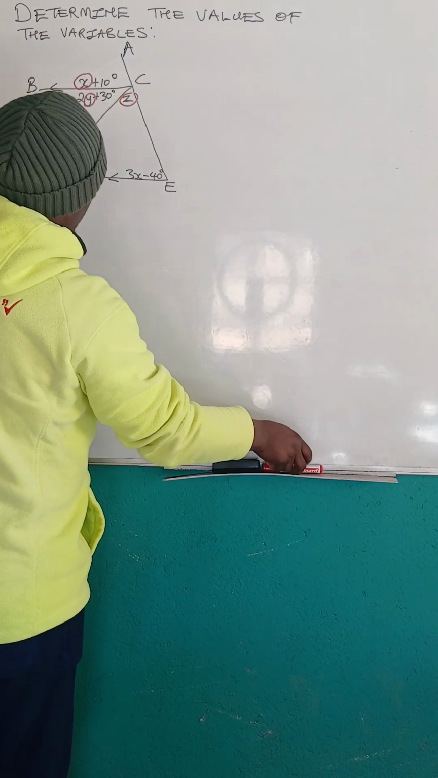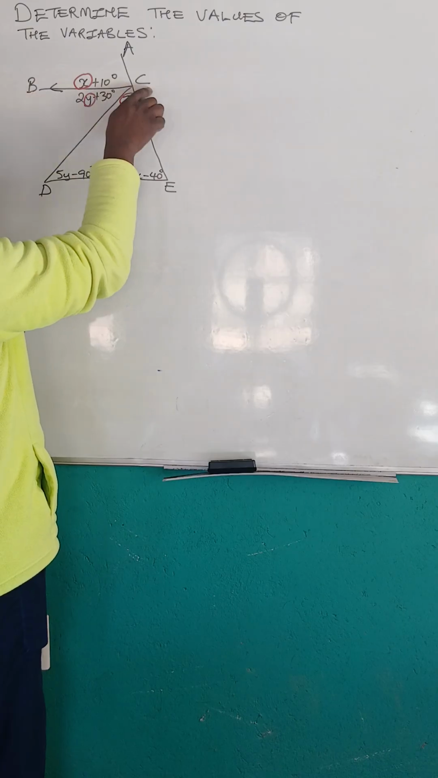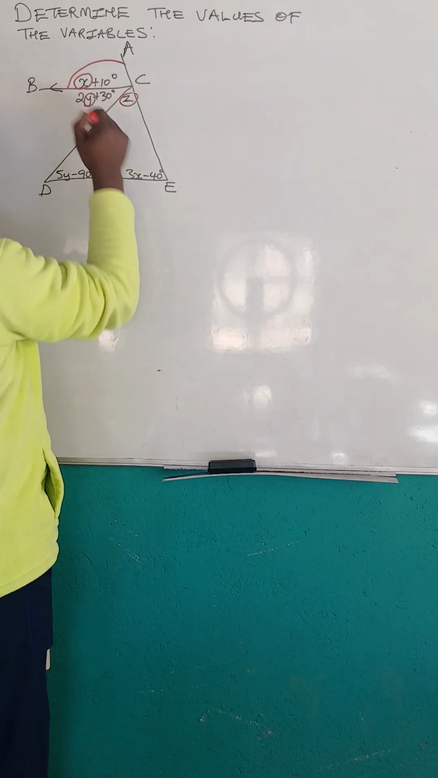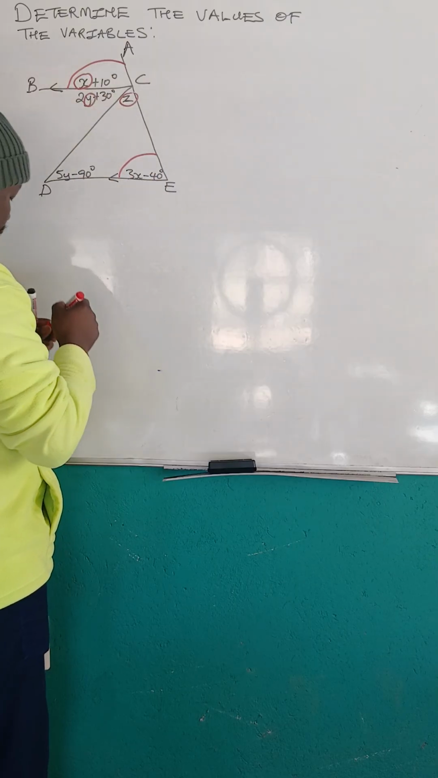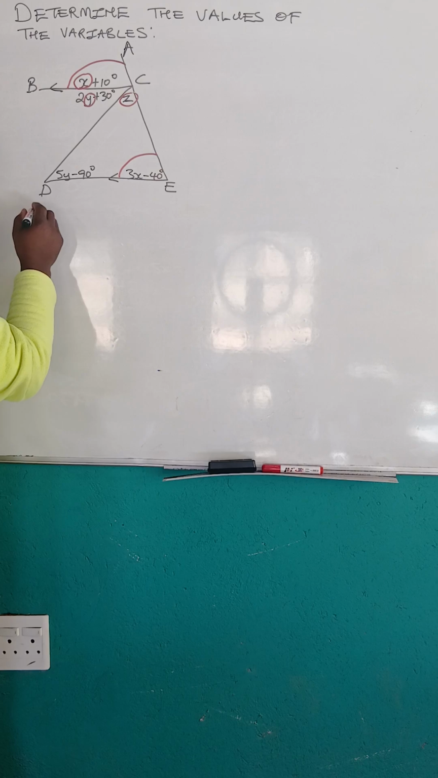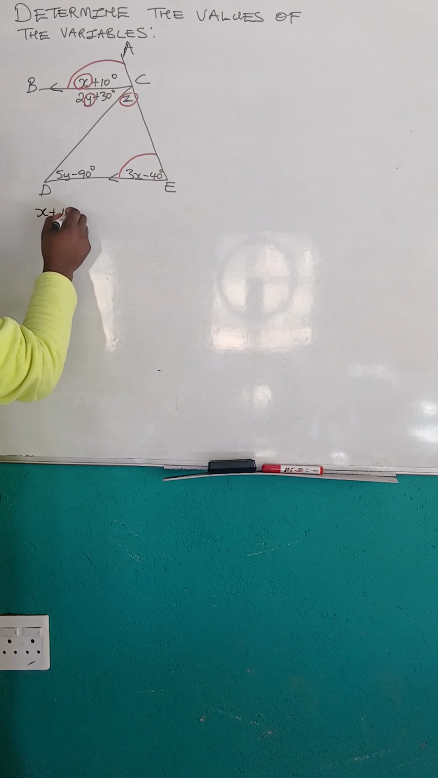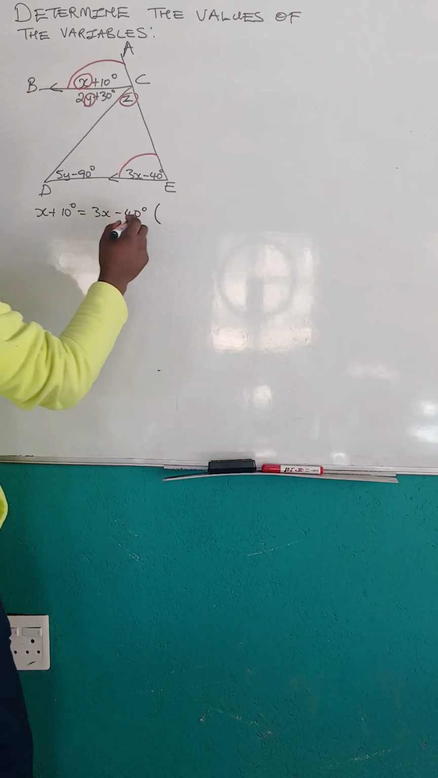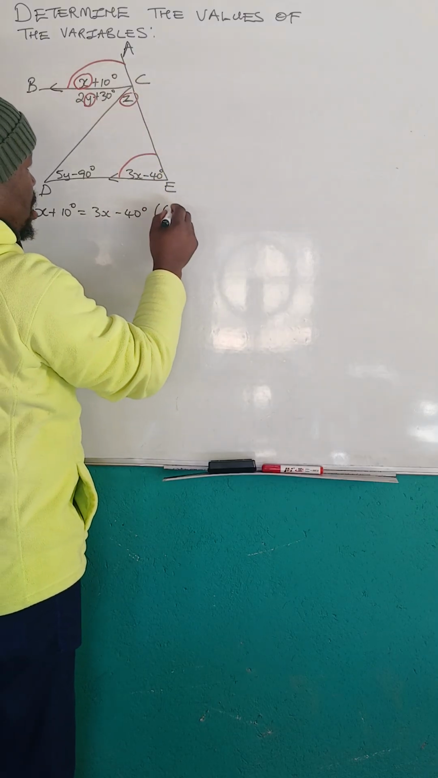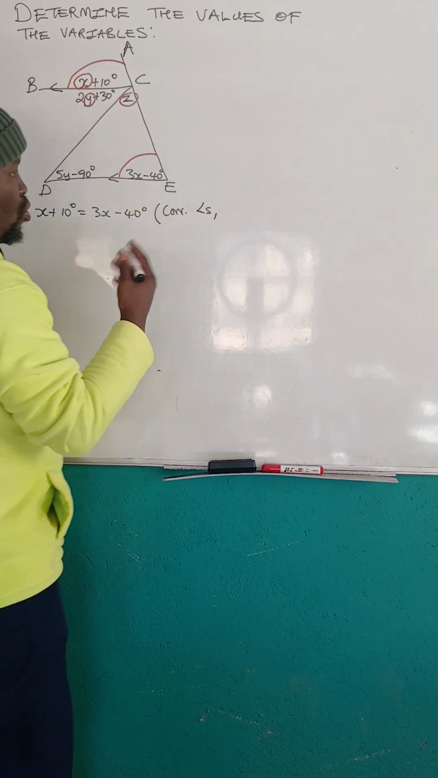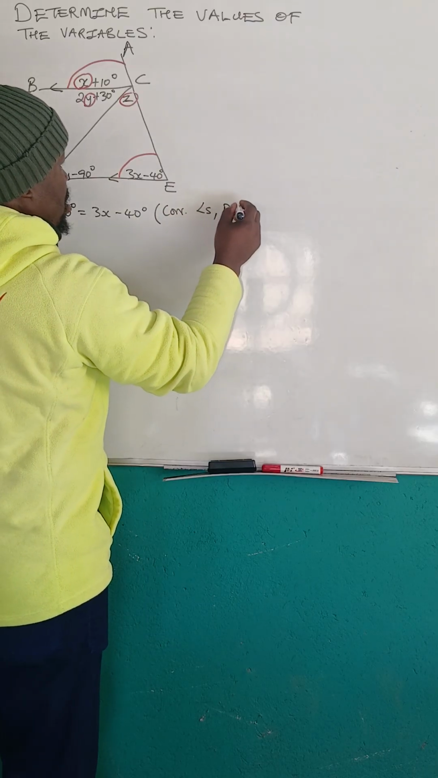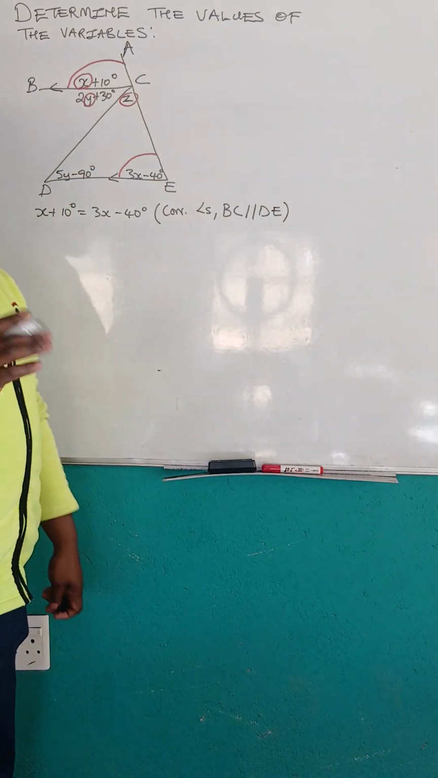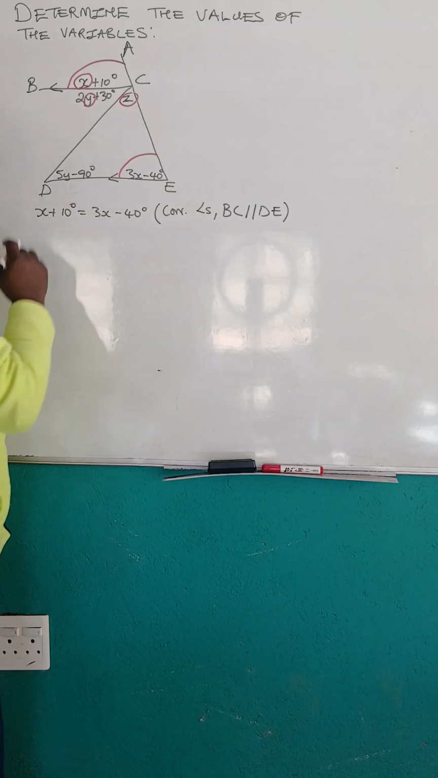As you can see, given the fact that BC is parallel to DE, we can tell that the angle over there is equal to the angle over there. So we'll say x plus 10 degrees is equal to 3x minus 40 degrees. The reason these two angles are corresponding angles. Why? Because line segment BC is parallel to line segment DE. That is the first step. From there we solve accordingly.